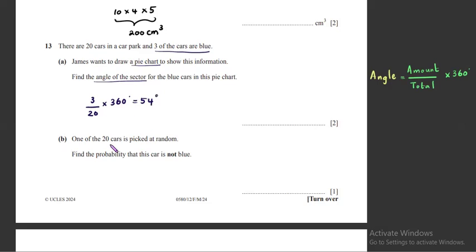Part B, one of the 20 cars is picked at random. Find the probability that this car is not blue. Out of 20 cars, there are 3 cars that are blue. That means to find the number of cars that are not blue, I need to deduct that 3, which will be 17. I need to write this as a probability, which means this 17 is written out of the total number of cars, which is this 20. So that's going to be 17 out of 20.